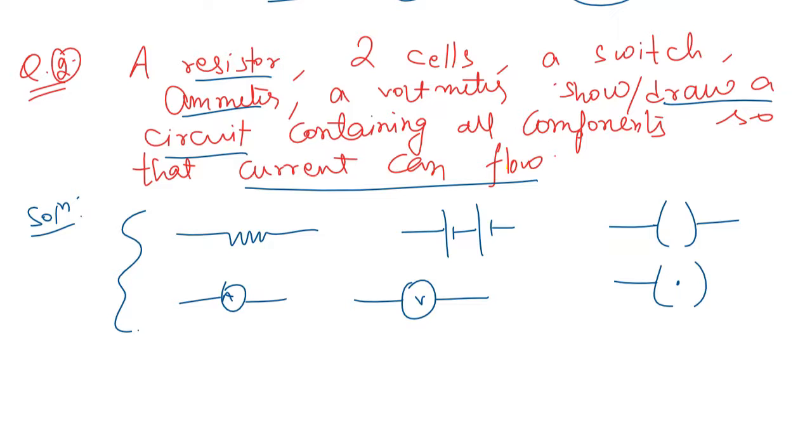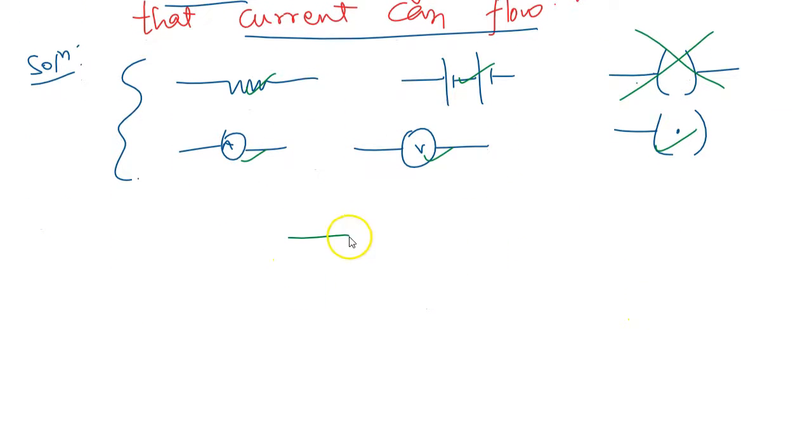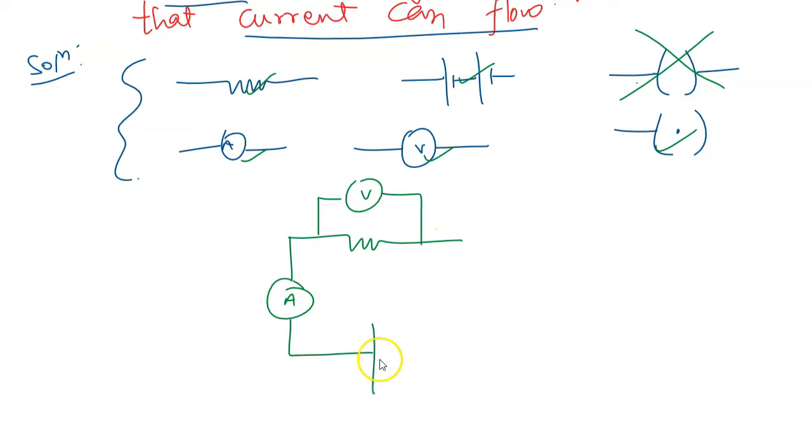So we know that current requires a closed path to flow. So we will not select this switch open. So we will draw the circuit diagram with all these 5 components. And our circuit diagram will be something like this. So of course the voltmeter is connected in parallel and the two cells here and switch. Right. So I hope this is clear to all.